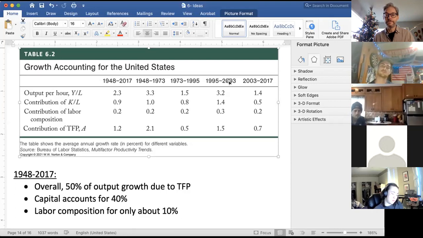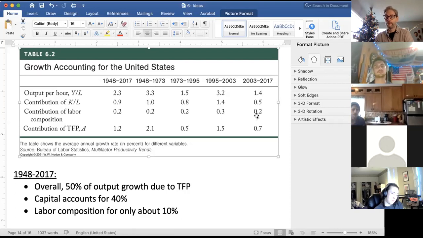This period, 95 to 2003, once again, we see a repeat of the post-war era. Output growth was high, and so was total factor productivity. Here, capital was also a little bit higher. And then finally, you see basically the 2000s.